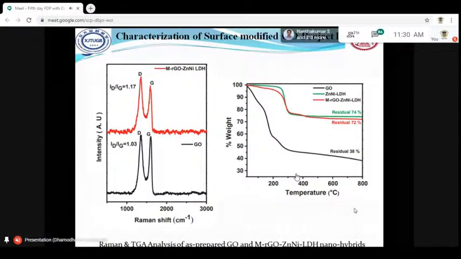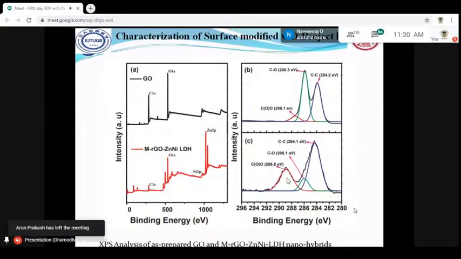So in the case of TG analysis also, we can see a better thermal residual value has been achieved with the assistance of zinc nickel LDH decoration on the surface of the GO, and also the GO has been reduced. In addition, here we have analyzed XPS as well to find the successful decoration on the GO surface.